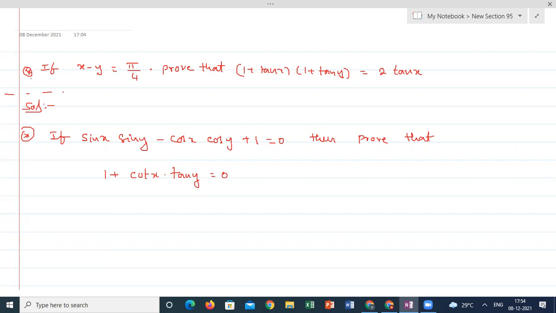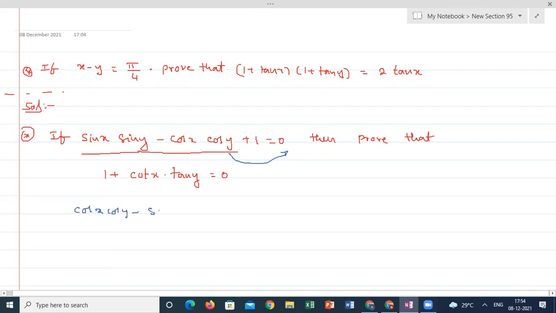See, take LHS, convert everything into sin and cos. See, this whole thing, how can we write it? We can multiply by minus 1 and then write it as cos of x plus y. Take this whole expression to this side, you will get cos x cos y minus sin x sin y is equal to 1. This will be cos of x plus y is equal to 1. You can keep it like this.